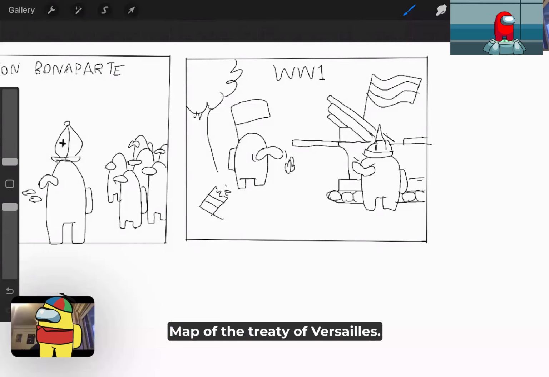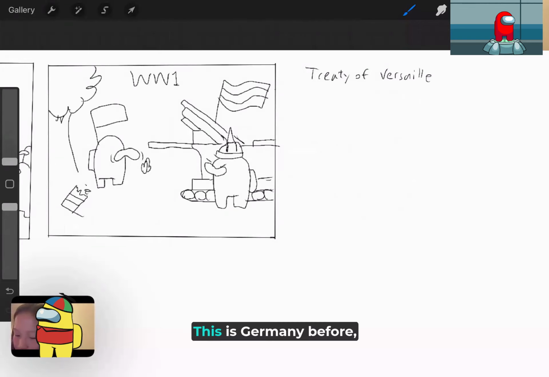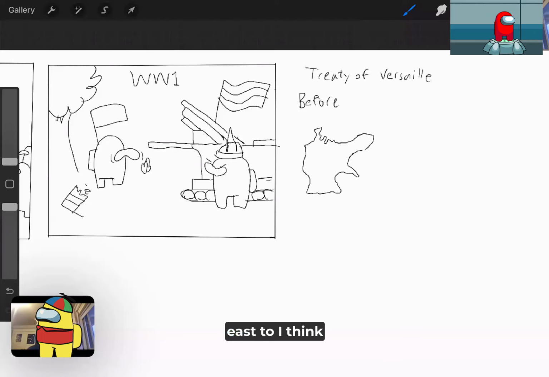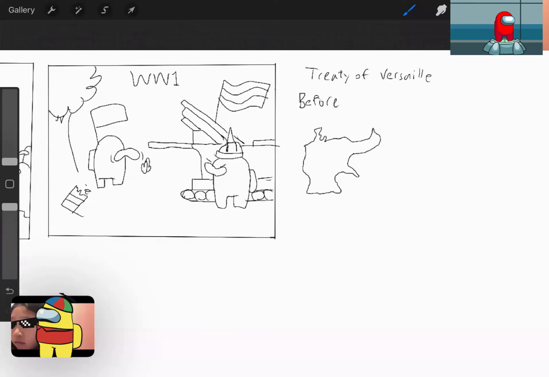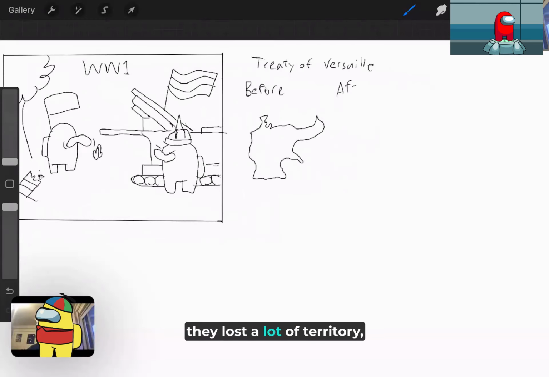So here I'm going to draw a map of the Treaty of Versailles. This is Germany before, and this is Germany after. So Germany before, they had a lot of land, including Schleswig-Holstein, and also Alsace-Lorraine, which is now part of France, and also all the way east to, I think, Kaliningrad, which is today, I forgot the name. I mean, it's Russian now, but this is Germany before, and then after they lost a lot of territory, namely these territories were lost.